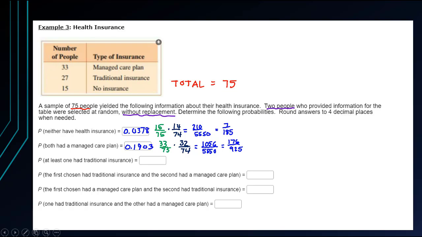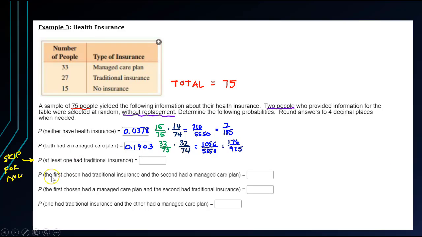The next one, the probability of at least one having traditional insurance, kind of similar to some things we did before, but let's skip this one for now because it takes a little bit more specialized care with this. Let's have a look at some of the other ones, and then we'll come back to this one.